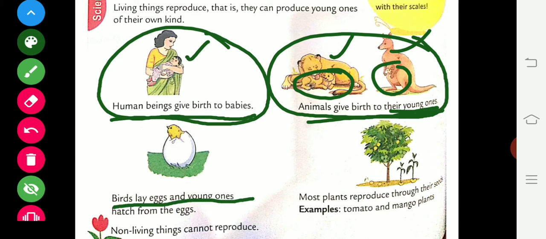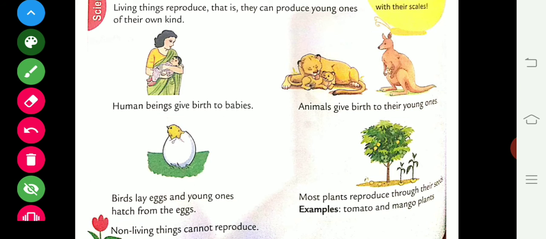Birds lay eggs and young ones hatch from the eggs. Birds lay eggs, and the young ones come out of the eggs.